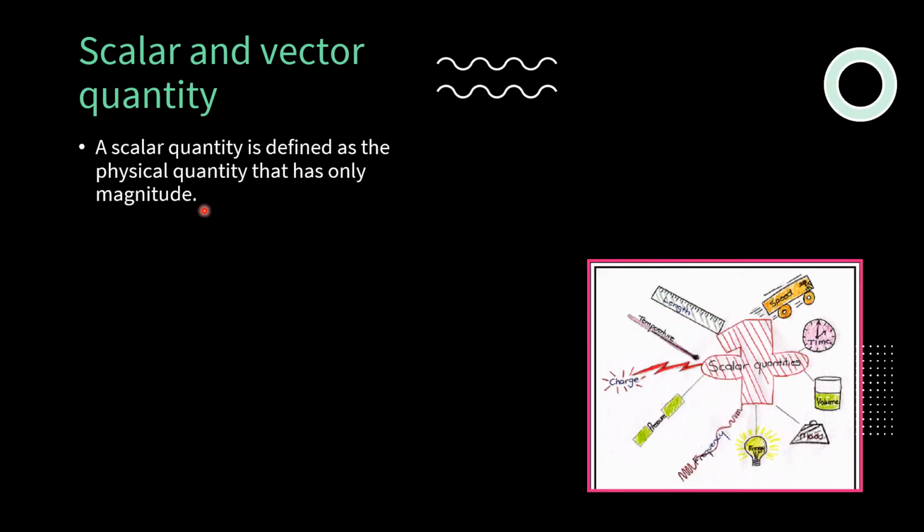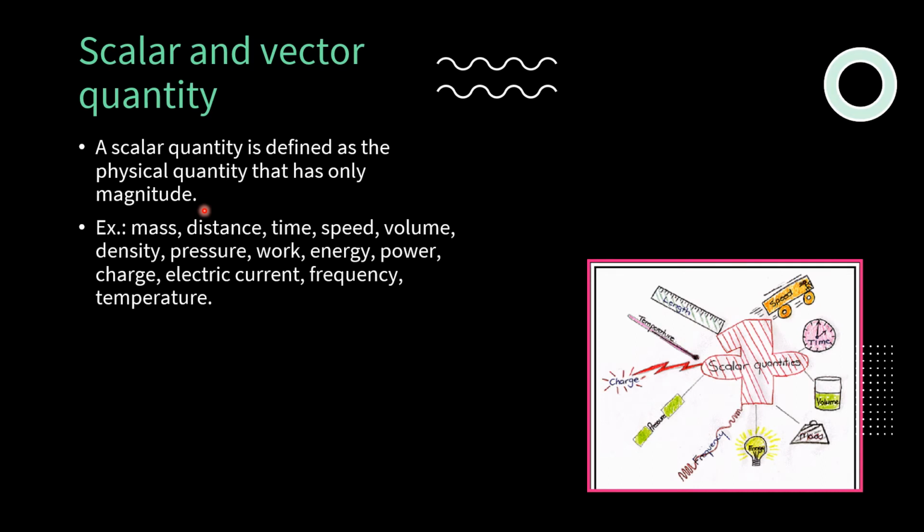It is just the value. Examples like mass of an object, the distance, time, speed, volume, all these can be measured just as a quantity, just as the amount. So all these are termed as scalar quantities.